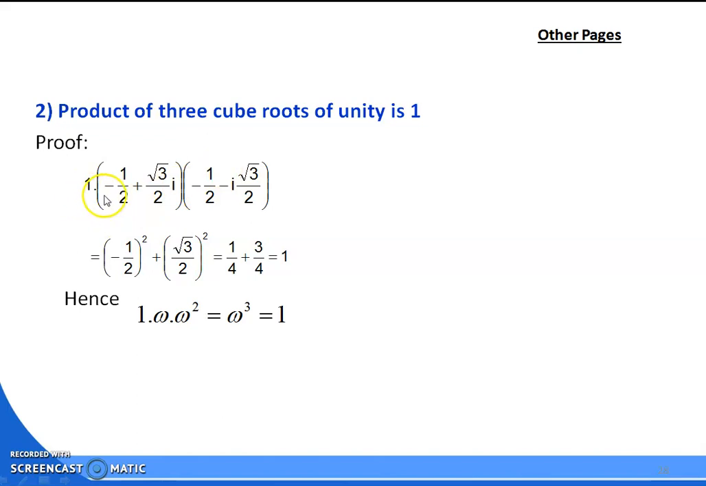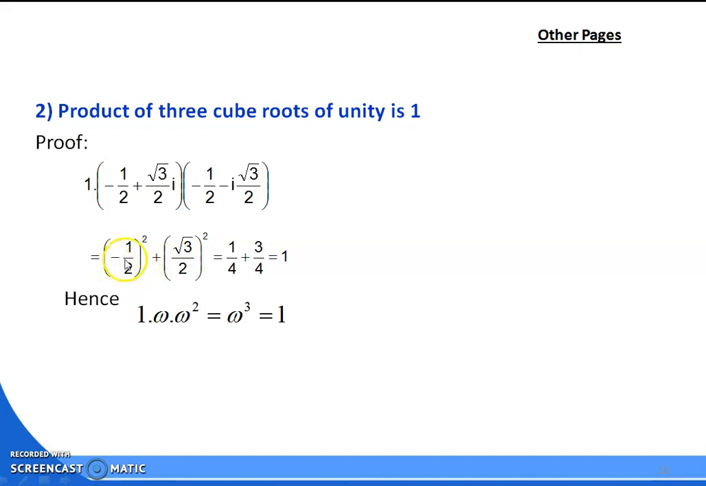How? Take omega into omega square. You can see this is your A, this is your B, that is A plus B. And this is your A, this is B, that is A minus B. So A plus B into A minus B, by the formula, is A square minus B square. Minus will be there, but B means I into root 3 by 2. So I square is minus 1, that's why I am writing minus plus here.